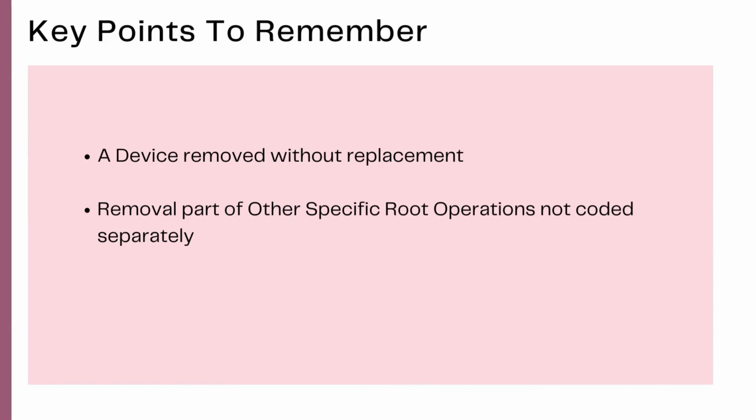Overall, four codes. So the key points from this video. The root operation removal represents only those procedures where a device is removed without replacing it with a new device. If a removal procedure is part of another more comprehensive root operation, then the removal is generally not coded separately.